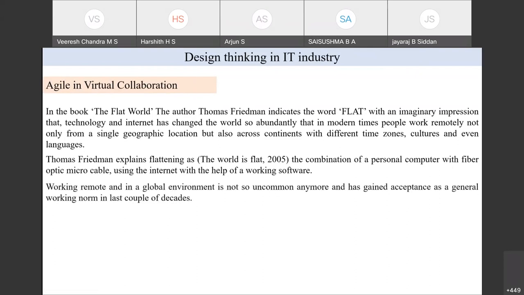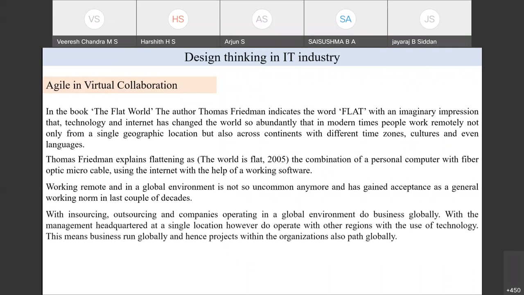Working remotely and in a global environment is not so uncommon anymore. As we know, we are working from home. This program is organized online. I'm speaking here, you're listening somewhere, sitting in your places. It has gained acceptance as a general working norm in the last couple of decades, of course, but we have seen this culture in the past two years, maybe, because of the pandemic.